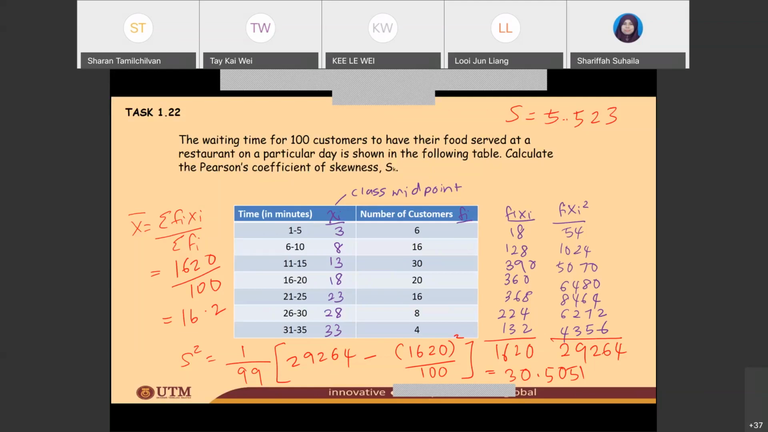So let's say your class mode, you have the highest frequency is 30 here. And then this is your class mode, 11 to 15. Oh, there are two answers here. Double check whether it is 29264 or 31 that you got. Can you double check? Otherwise it might be wrong.